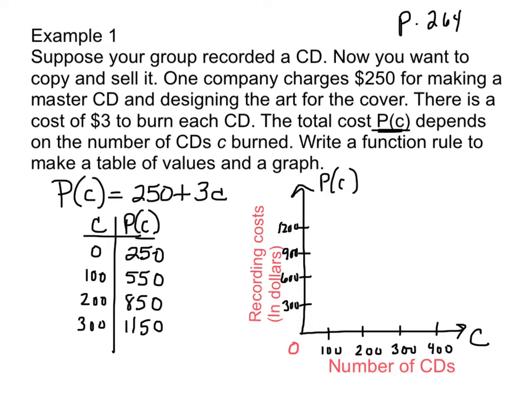Now I graph 0, 250; 100, 550; 200, 850; and 300, 1150. Now obviously it would be much better to use a graph or graph paper. Now I'm going to connect and make a line. Why would I not have an arrow going to the left? Because you don't have a negative number of CDs. So we can't go to the left.